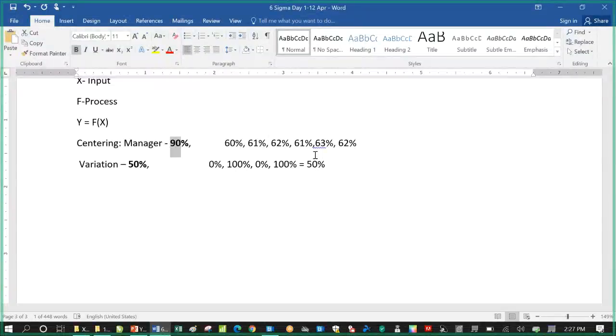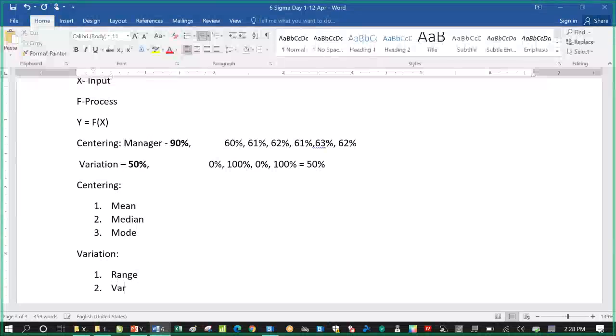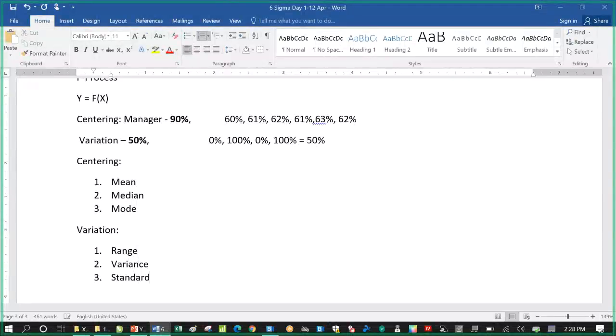Now, when we look at centering and variation, how do we measure how much is the centering problem or how much is the variation problem? What are the ways to measure centering or variation? Let's understand that. In order to measure centering, I have three different approaches. One is called mean, second is median, and third is mode. In order to measure variation, I can use range and standard deviation.